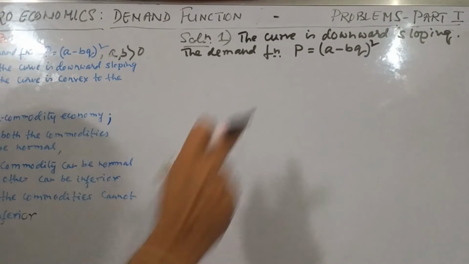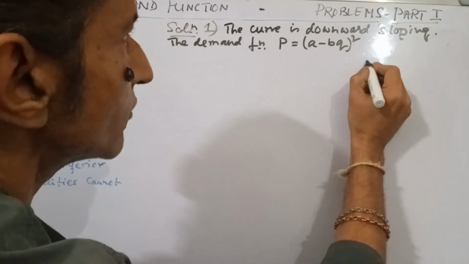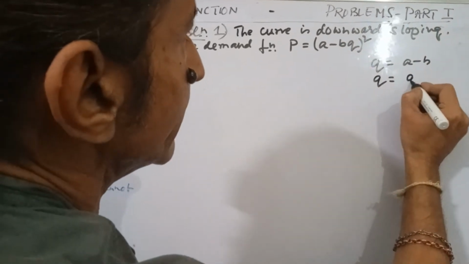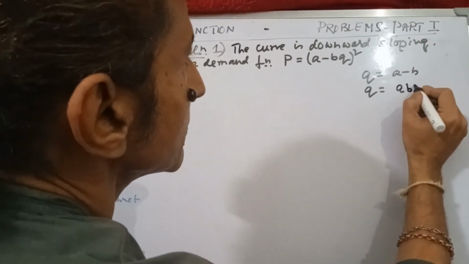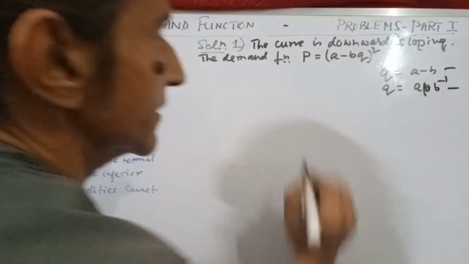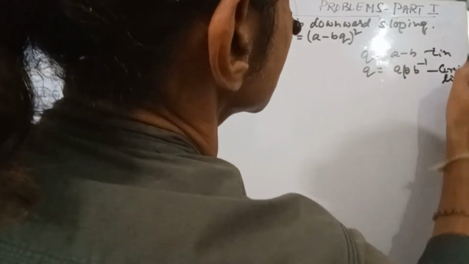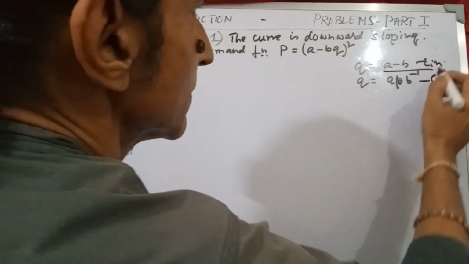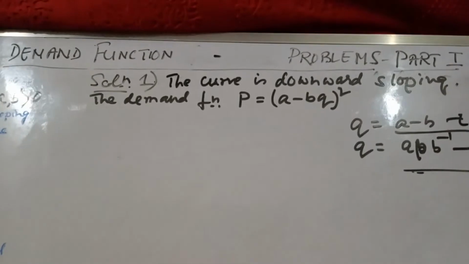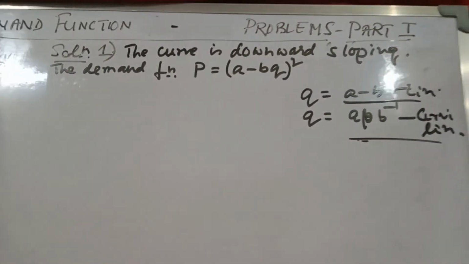Now remember, this is actually the inverse demand function because the original demand function is of this form: Q equals A minus BP, or Q equals A minus B P to the power minus 1. This is linear and this is curvilinear. That means this is a straight line and this is a non-straight line. Now we have been given this demand function, that is, the inverse demand function.